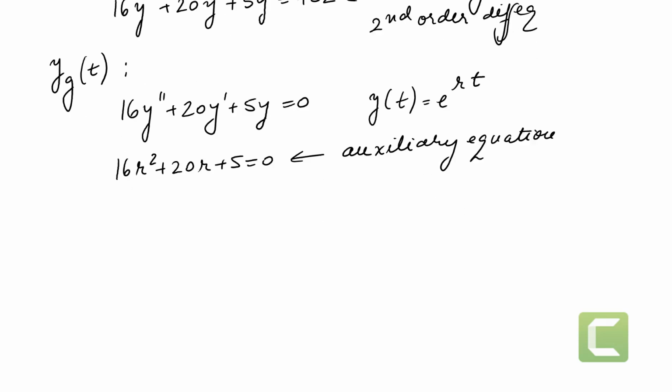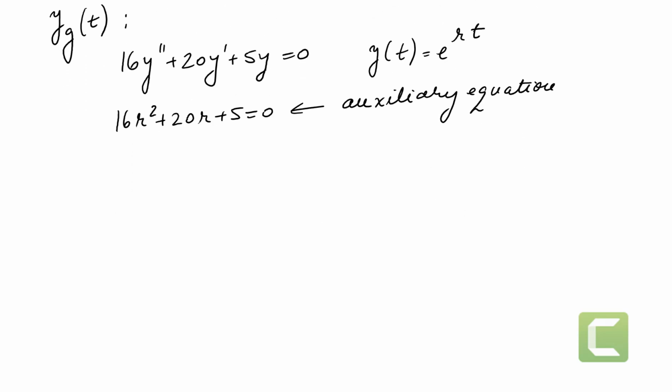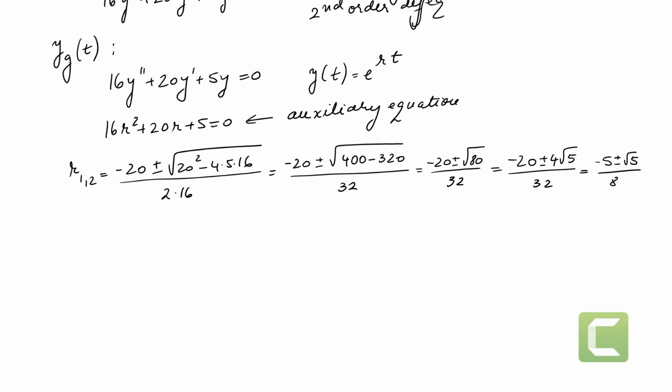So how do we solve it? Well, quadratic formula. If you use the quadratic formula, you then end up with r1 and r2 equal to negative 5 plus minus square root of 5 over 8, which is two real distinct solutions.